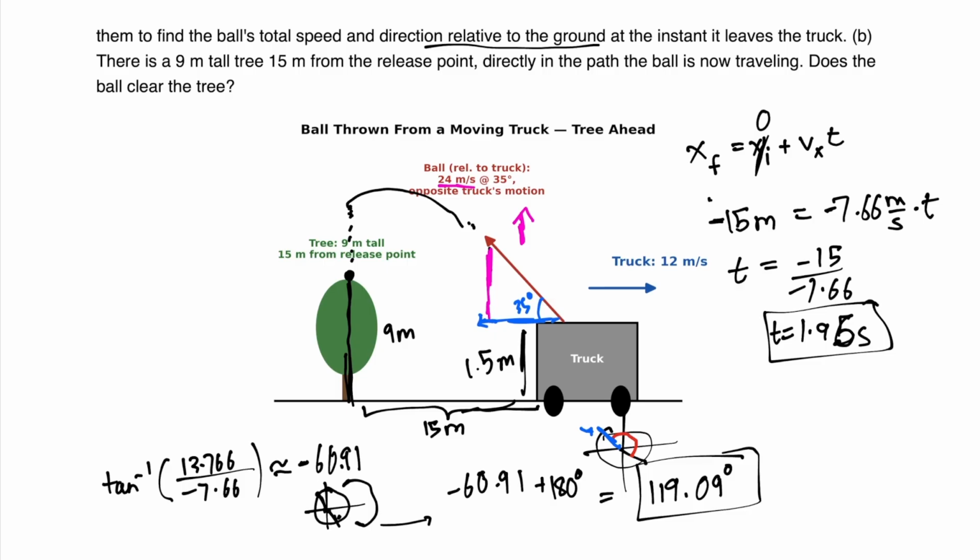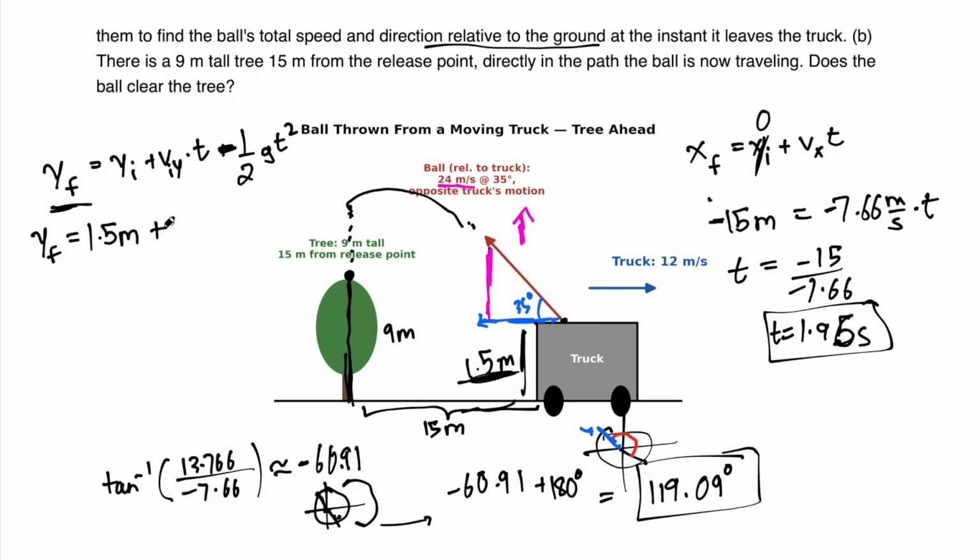Does the ball clear the tree? So we need a y equation. We could use this one: yf is equal to yi plus initial velocity y times t minus 1/2 g t squared. We don't know y final, right? We are trying to find out whether y final is greater than 9 or less than 9. So I'm going to leave it like that. Y initial, we do have. We can't cancel this out to be 0. It's going to be 1.5 meters because that's the elevation of the truck.